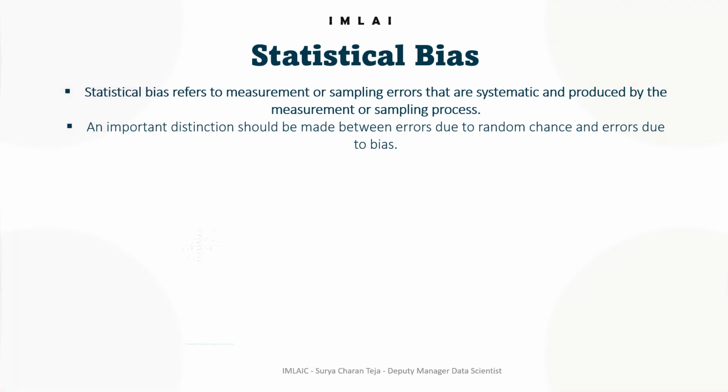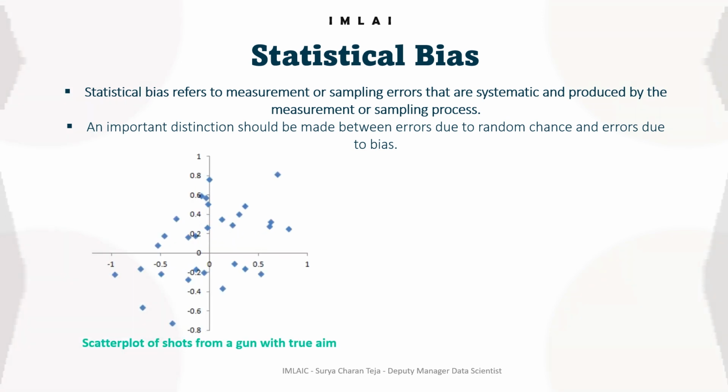Consider the physical process of a gun shooting at a target. It will not hit the absolute center of the target every time, or even much at all. An unbiased process will produce error, but it's random and does not tend strongly in any direction. You can see on the picture on your screen, this is the scatter plot of shots from a gun with true aim.